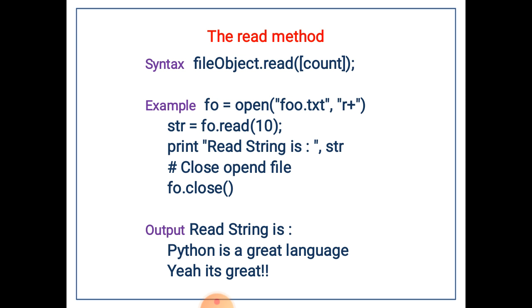In the second line, it has been given as str is equal to fo.read(10). Here, the output has been given wrong, which should contain only Python is, because it should read only 10 letters. Python contains 6 letters. The next space is treated as a blank space. Next is 2 letters and the next blank space.